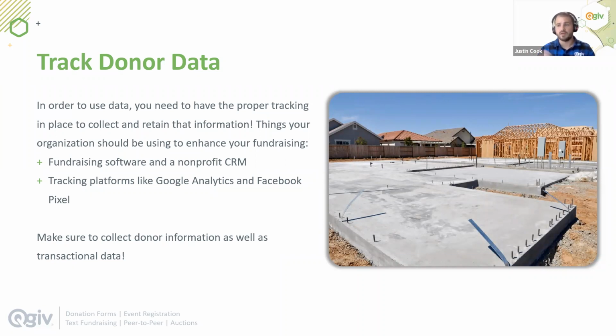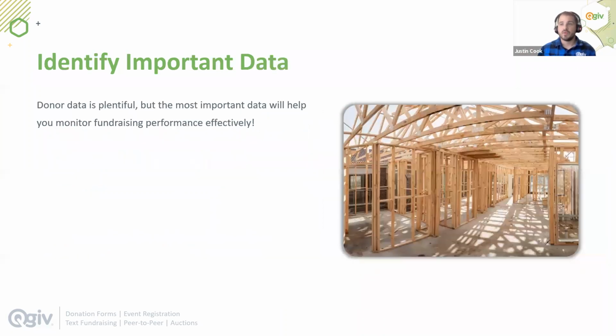We want to make sure that all of this information is collected, including the donor information and that transactional data as well. So we've built our foundation. We've gotten all of our tracking in place. Now the next step is we need to identify what data is important to our organization and then arrange it by the type of fundraiser that data is important to.